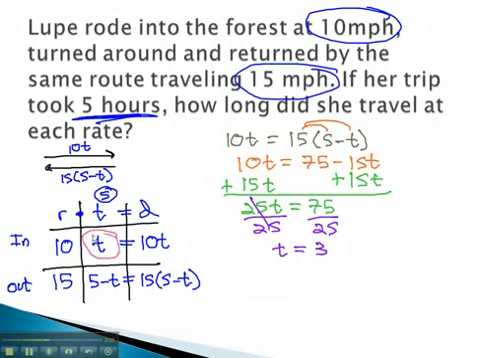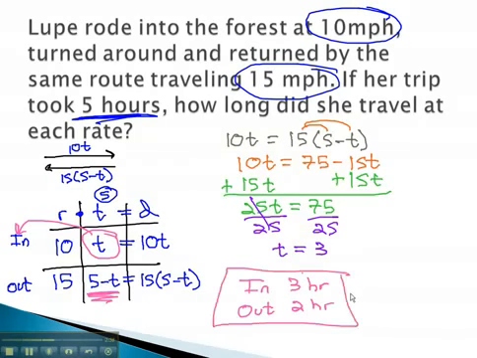We said t was the trip in, 3 hours. Coming out, then, is 5 minus t. 5 minus 3 is 2 hours.